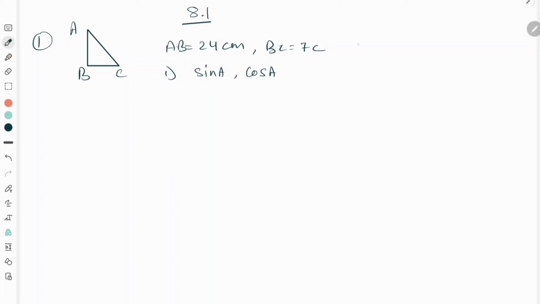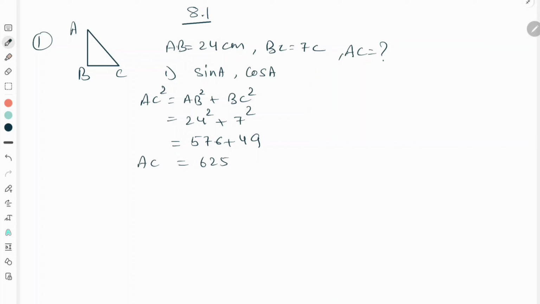So first we will find the value of AC. So AC square will be AB square plus BC square. It will be 24 square plus 7 square. We can write it as 576 plus 49, which is equal to 625. AC square equal to 625, so it means AC is 25.